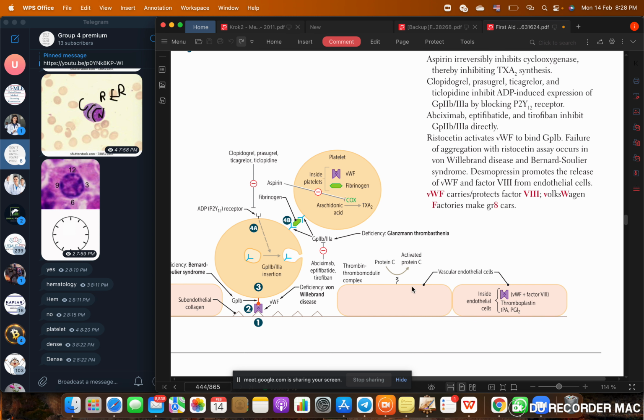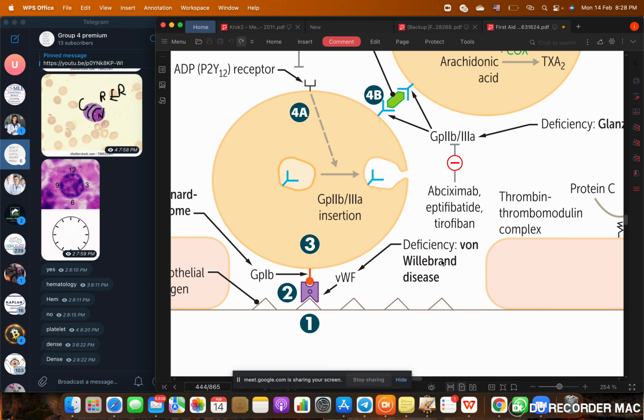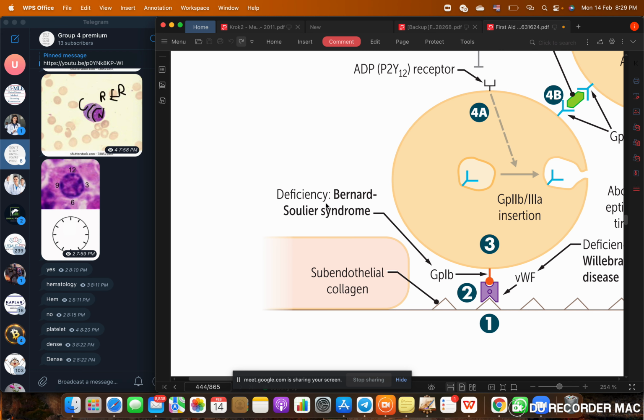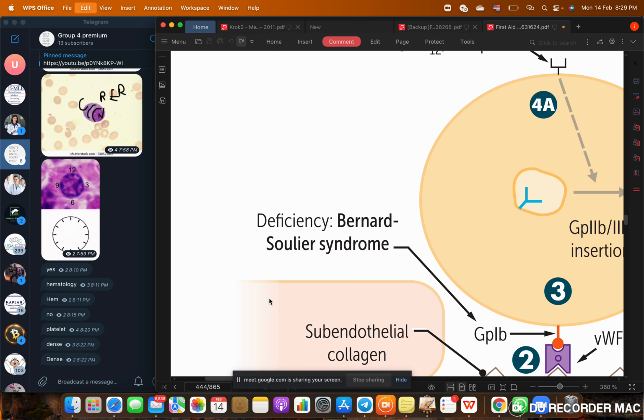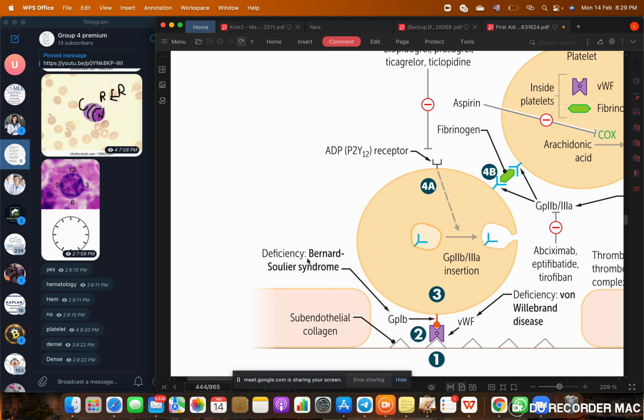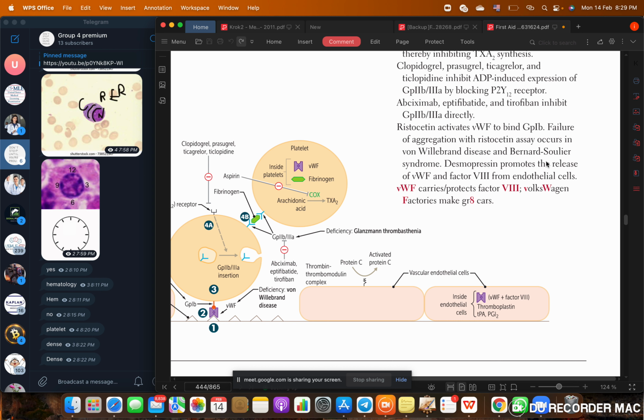So Bernard-Soulier disease, if you take a look here, you can see basically the von Willebrand disease, which is destruction of this guy. But if the GP1B is destroyed, Bernard-Soulier syndrome will occur. In this syndrome, you will have big suckers. What is big suckers? Big platelets, okay? So you will have huge platelets that are known as big suckers, which is Bernard-Soulier disease.